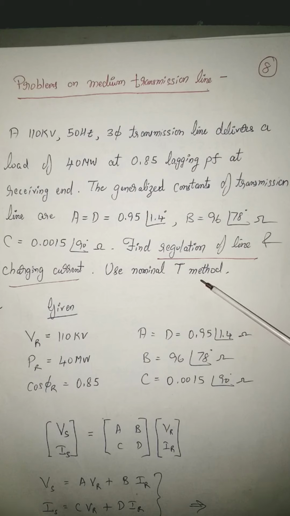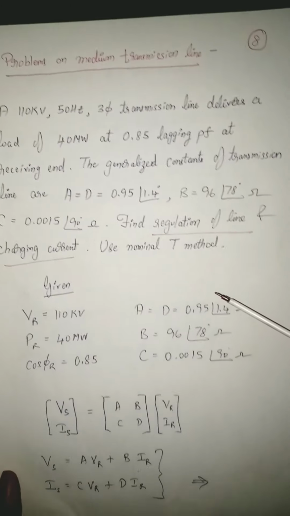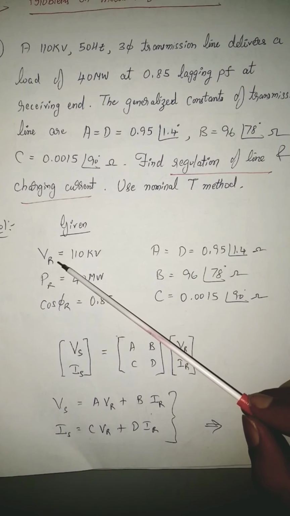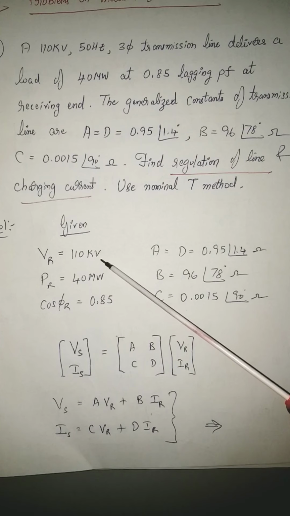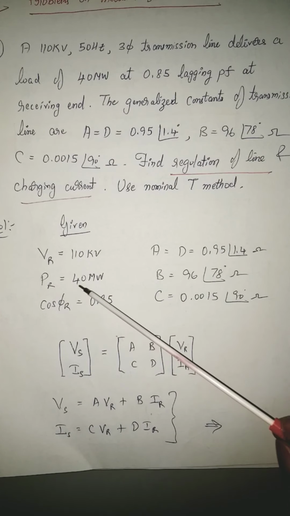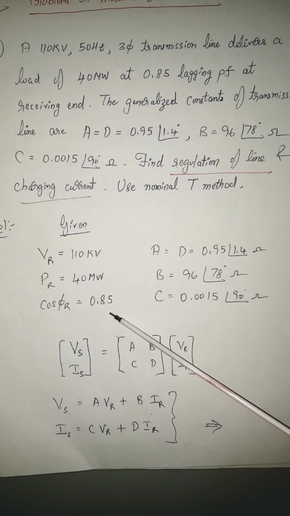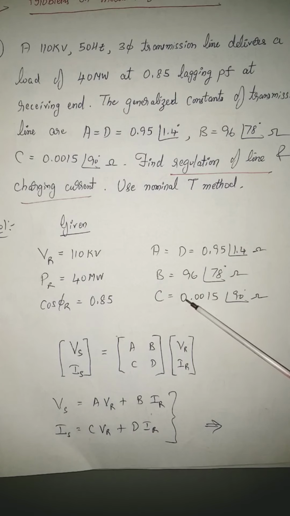So already you should have seen the derivation with respect to medium transmission line so that we can easily understand the problem. Let us go for the given data. In the problem, receiving end voltage is given as 110 kV, receiving end power PR is given as 40 megawatt, receiving end power factor is given as 0.85. Along with this, they have given ABCD constants. A and D values are given, B is given, C is given.